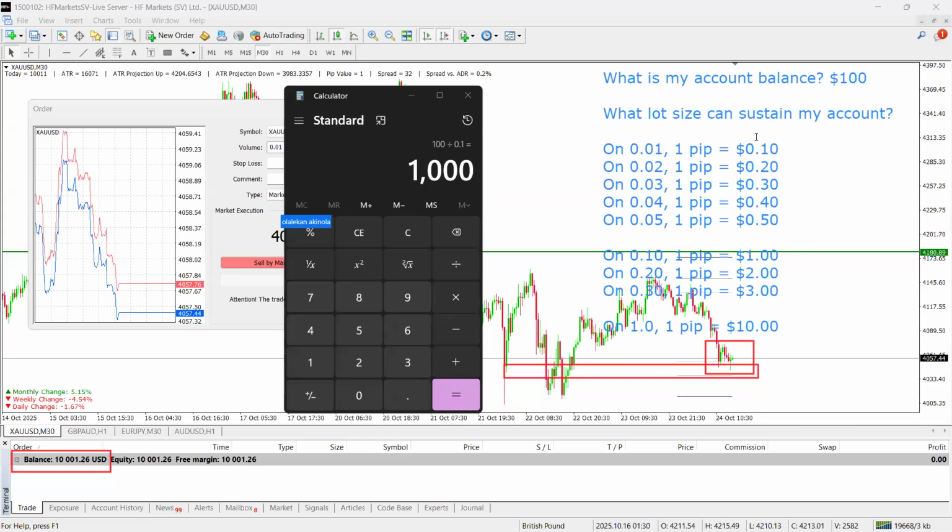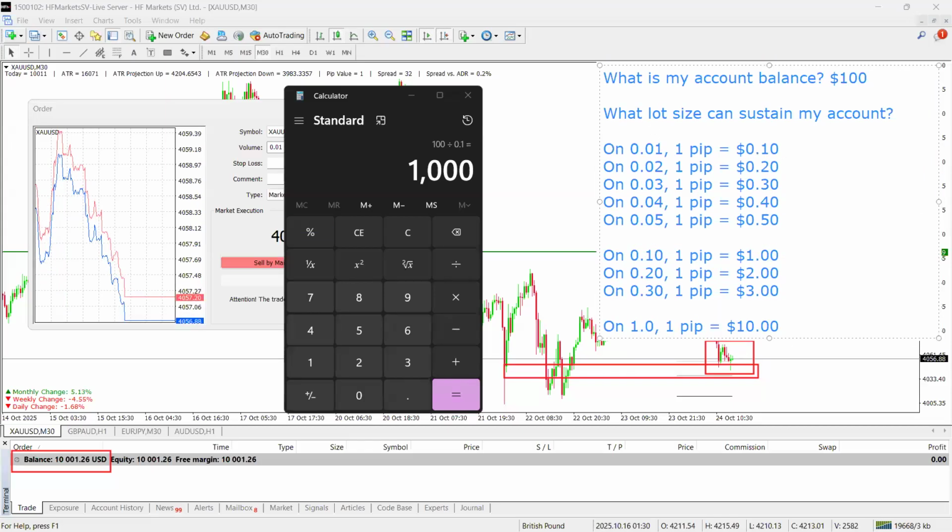1,000 pips. If you're going to lose this account, the market needs 1,000 pips to lose your $100 account if you're trading 0.01. I'll do the next one.